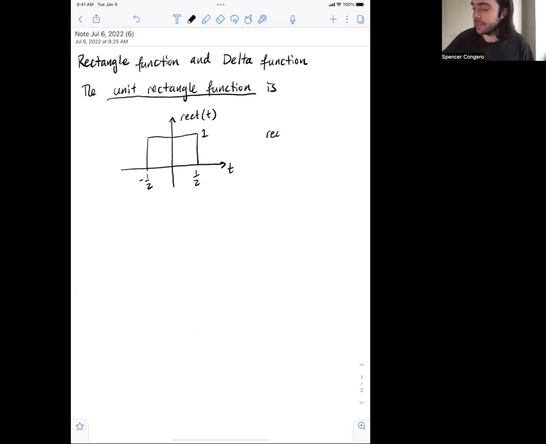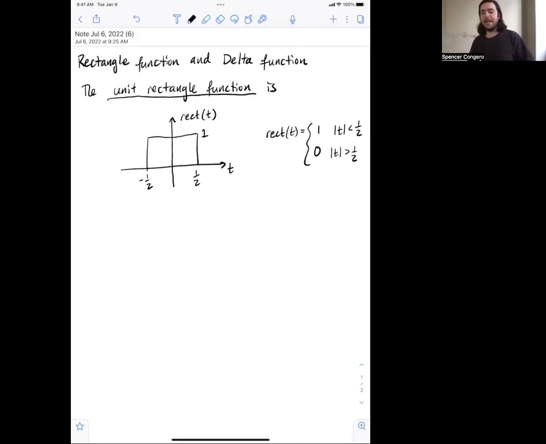Okay, so as a formula, rect of t, what does it look like? Well, it's either 1 or 0. It's 1 if the absolute value of t is less than a half. You can see if we're in this range, it's 1. And it's 0 if the absolute value of t is greater than a half.